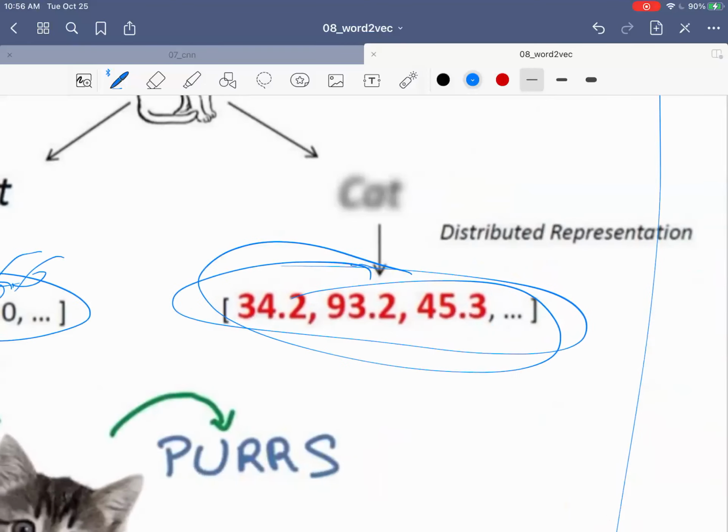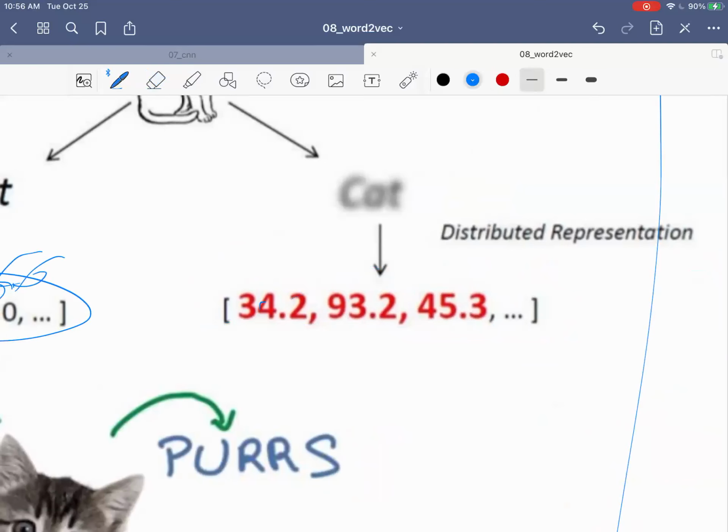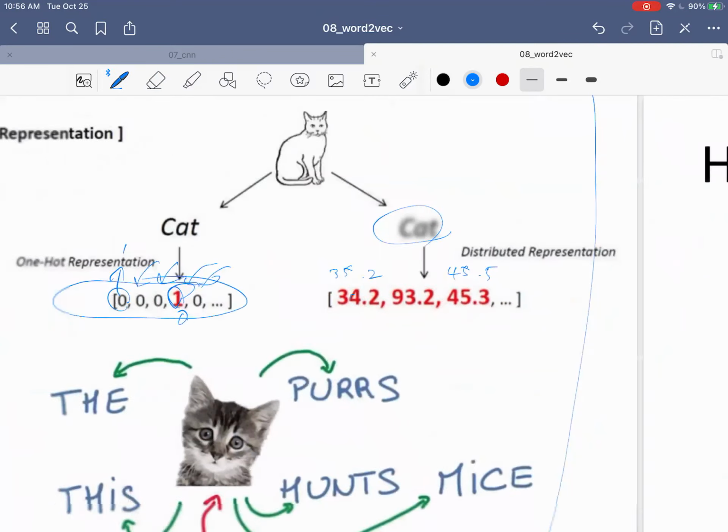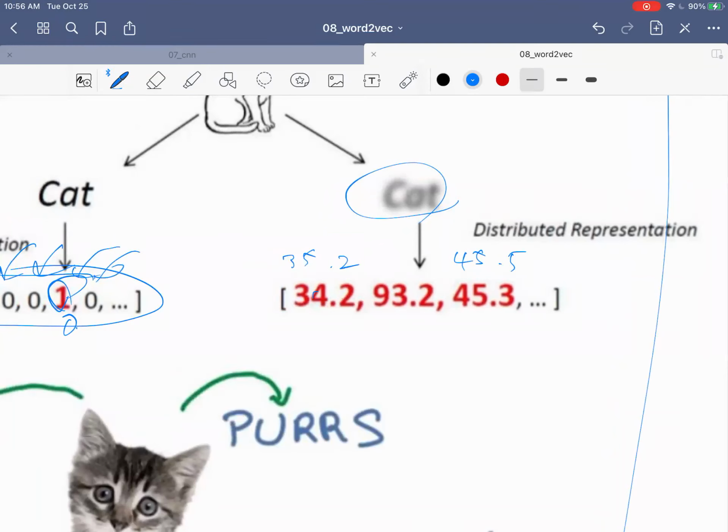But when you have a continuous vector like this, then slightly modifying the value wouldn't really change the semantics of the vector. For example, if you change this to 35.2 or 45.5, does it really change the meaning as drastically as changing this to 1 and changing this to 0? Probably no, right? So that is the strength of a continuous representation of a word, which is robustness. Slightly changing the value wouldn't really change the meaning of the word, as opposed to a one-hot vector.